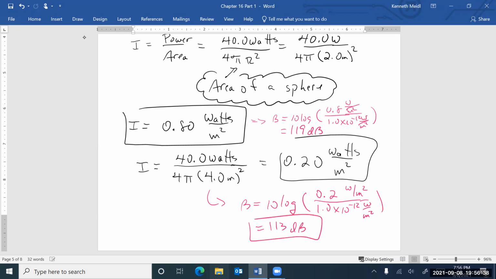Yeah, very interesting. So if you double your distance, it looks like your intensity goes down by a factor of 4, and it looks like your decibels go down by 6 decibels. And so that's quite a difference. You would definitely hear and feel a difference there.